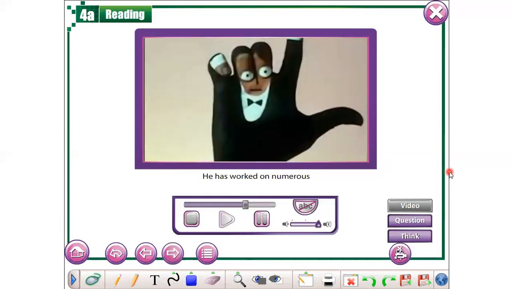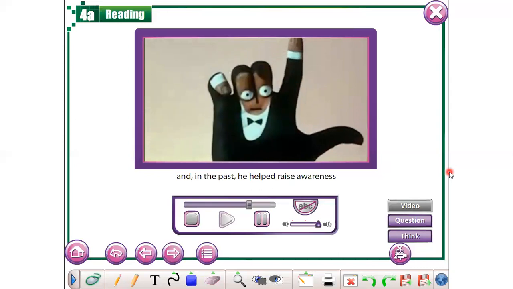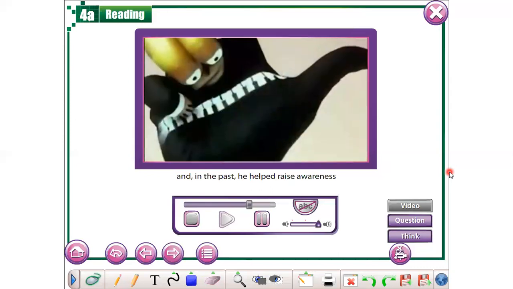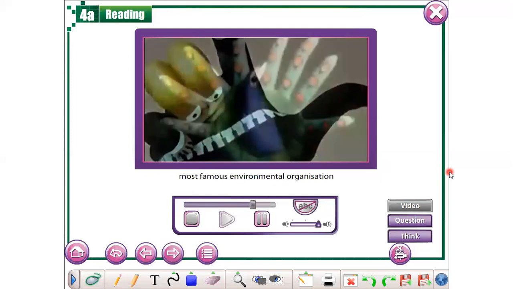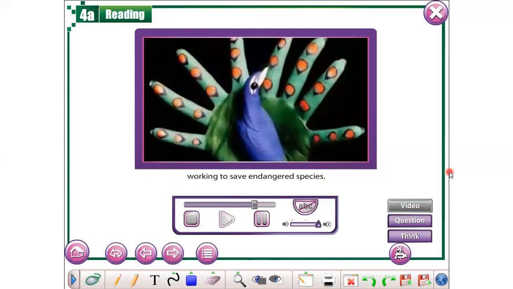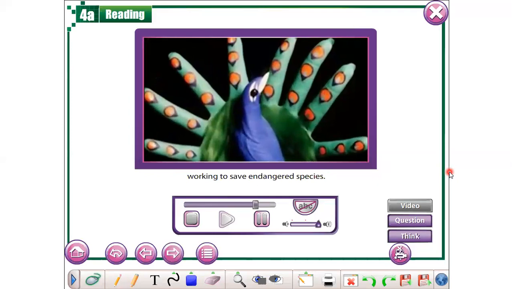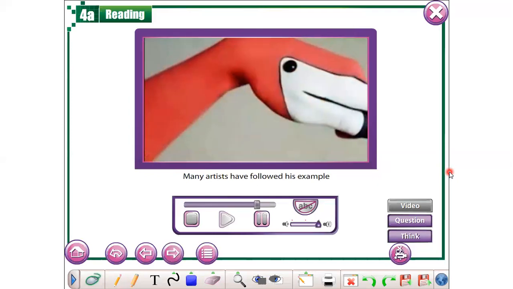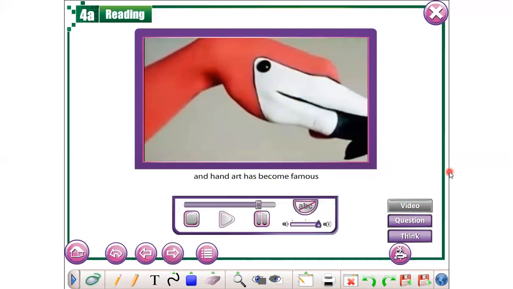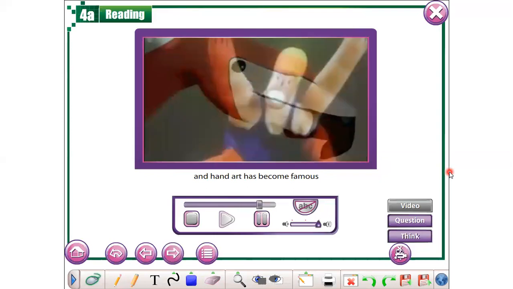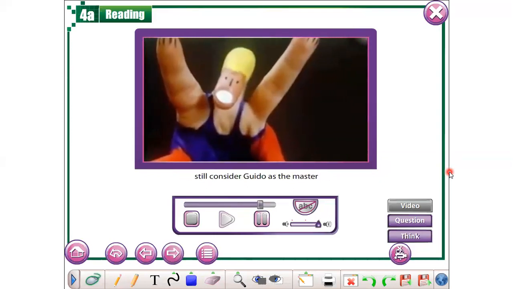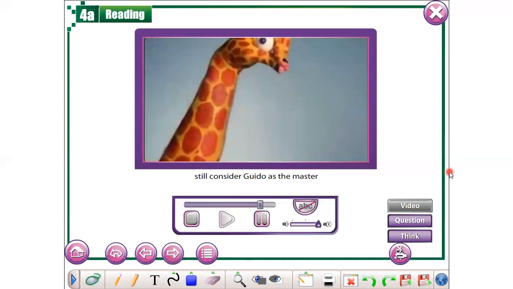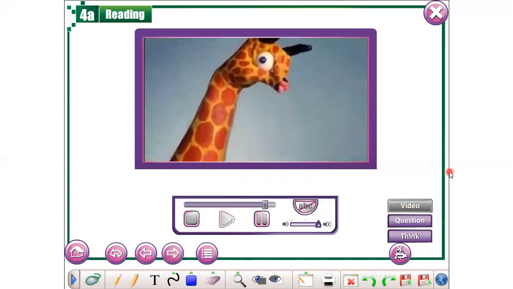He has worked on numerous advertising campaigns, and in the past, he helped raise awareness for the World Wildlife Fund, the world's most famous environmental organization, working to save endangered species. Many artists have followed his example, and hand art has become famous in many parts of the world. But those who are fans of the movement still consider Guido as the master of hand-animal art.